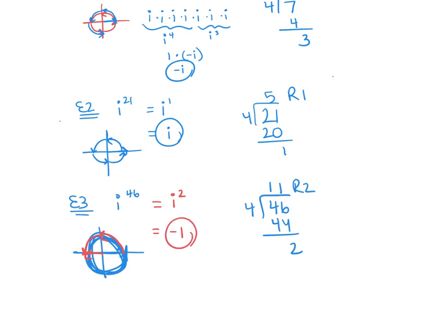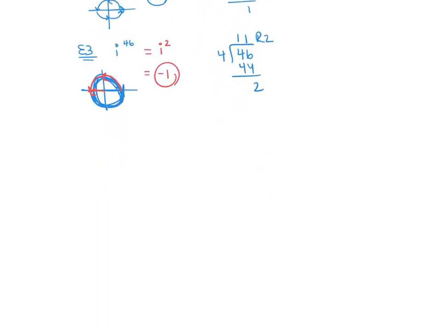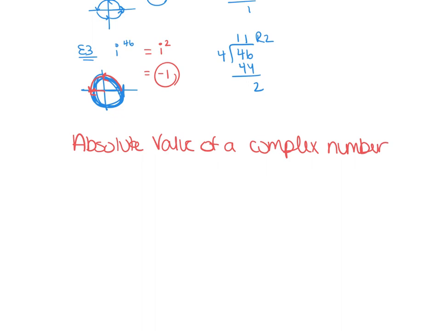Now the next thing we're going to look at for today is what's called the absolute value or the modulus. That's also known as the modulus of the absolute or of the complex number. Okay, and this is pretty easy. All it is asking you to do is find the distance away from the origin.